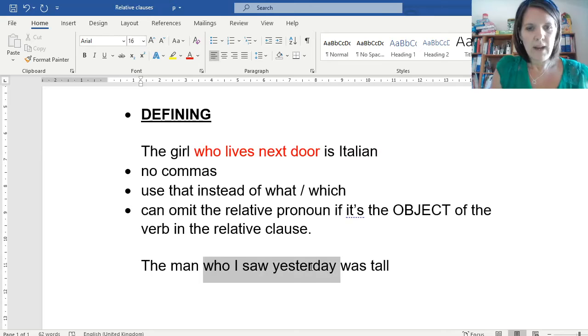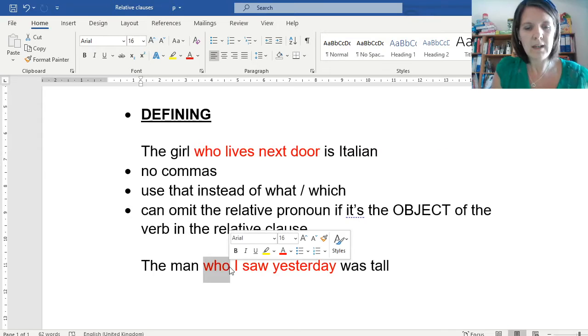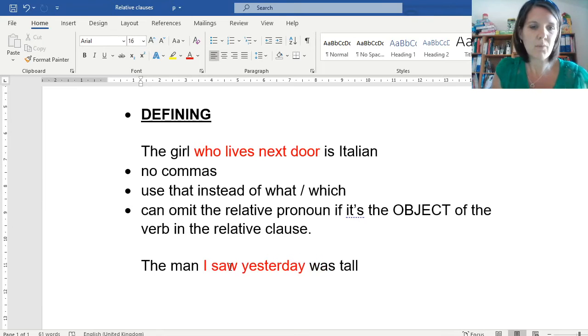We'll underline in red our relative clause. Okay, so in this sentence, I is the subject. The man is the object of the sentence. So we can eliminate the relative pronoun. So it makes perfect sense in English to say the man I saw yesterday was tall. Okay. Instead, on the other hand, we've said if it's the object of the sentence, we can omit it. If it's the subject of the sentence, then we can't.